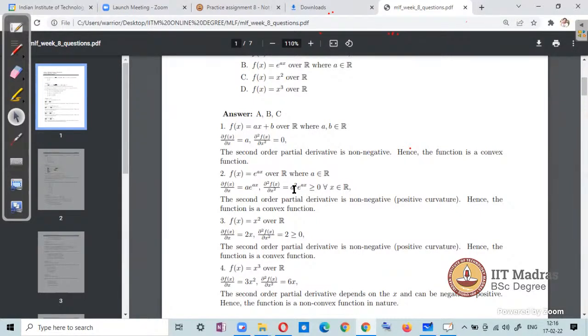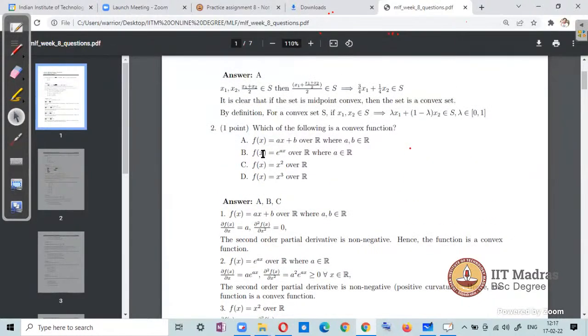Sir, just one small question. If you see the first choice, ax plus b, it's a straight line. Actually, it's an infinite line, and you will not be able to find a minima unless you specify some range. So is it correct to call it a convex function, because it has neither a local minima nor a maximum, unless you have some range. Otherwise it has no minima actually.